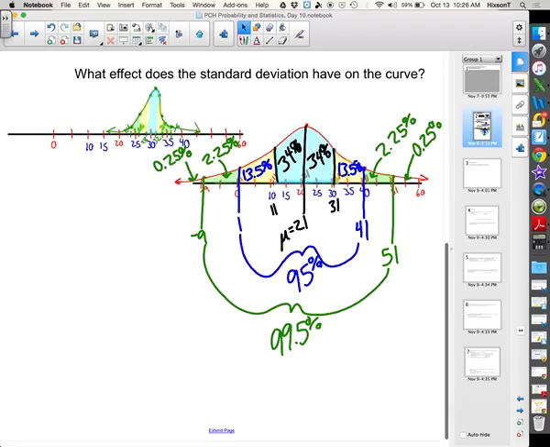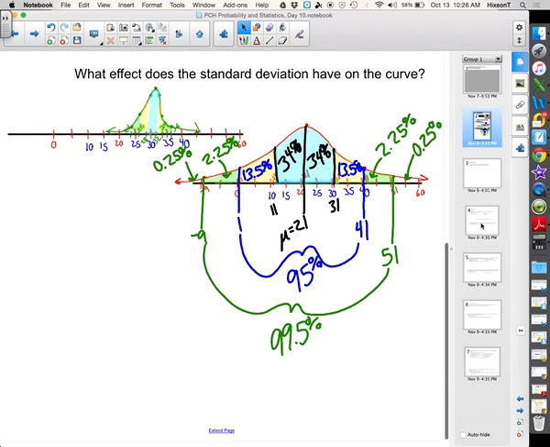Now, people are asking, do we have to memorize those or what? It's really up to you. If you just learn the 68, 95, 99.5, then you can figure this out. Or you could just memorize 34, 13.5, 2 1/4, and 1/4. And then it's going to be the same on the other side as well. However you choose to learn it or to remember it is up to you. Okay?